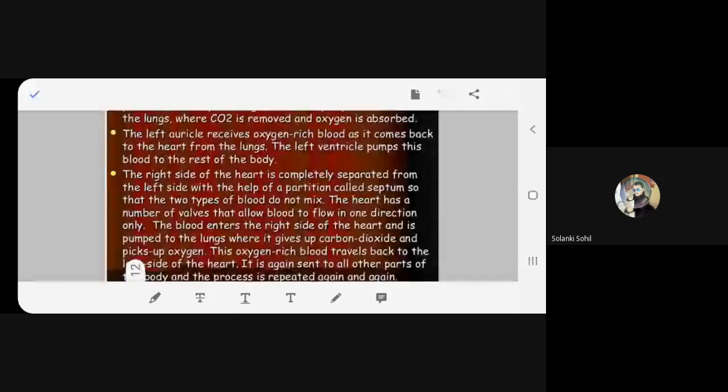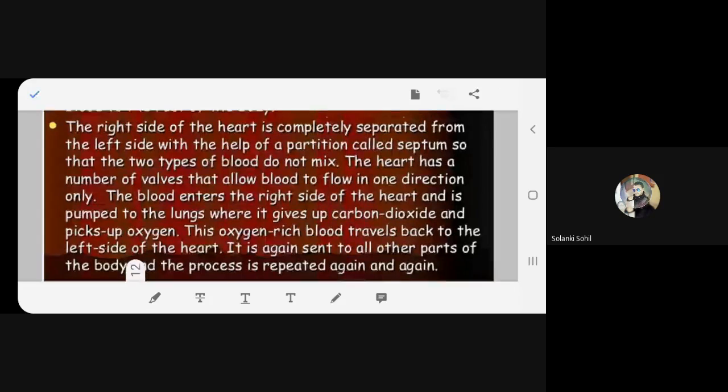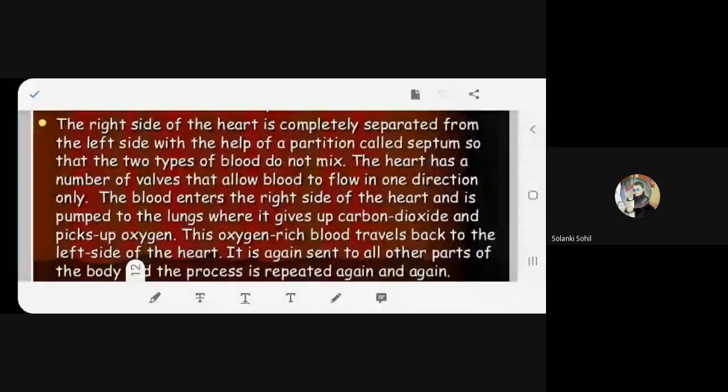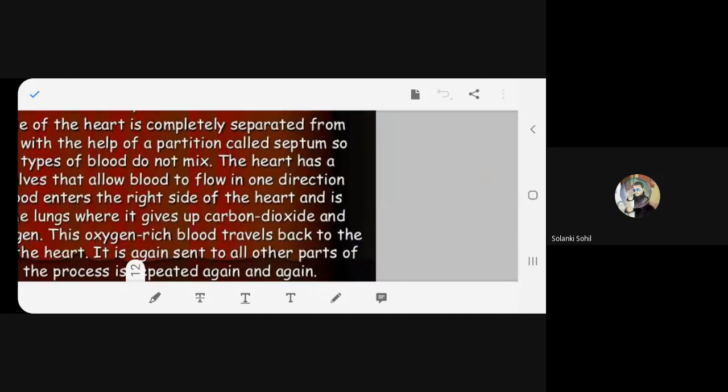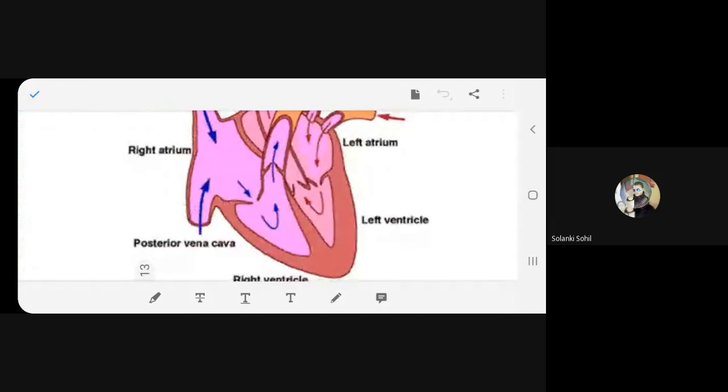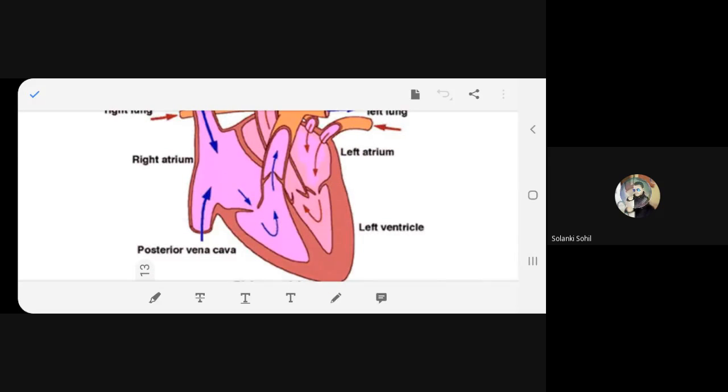Now, the right side of the heart is completely separated from the left side with the help of a partition called septum, so that the two types of blood do not mix. Stop, stop. You'll do one by one, then only you will understand better. That's why I'm stopping you in between, okay? I hope you don't mind.